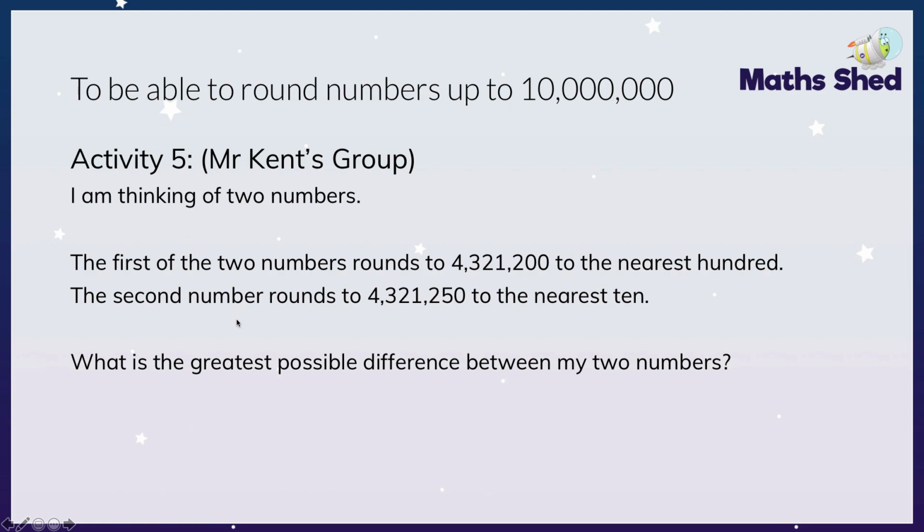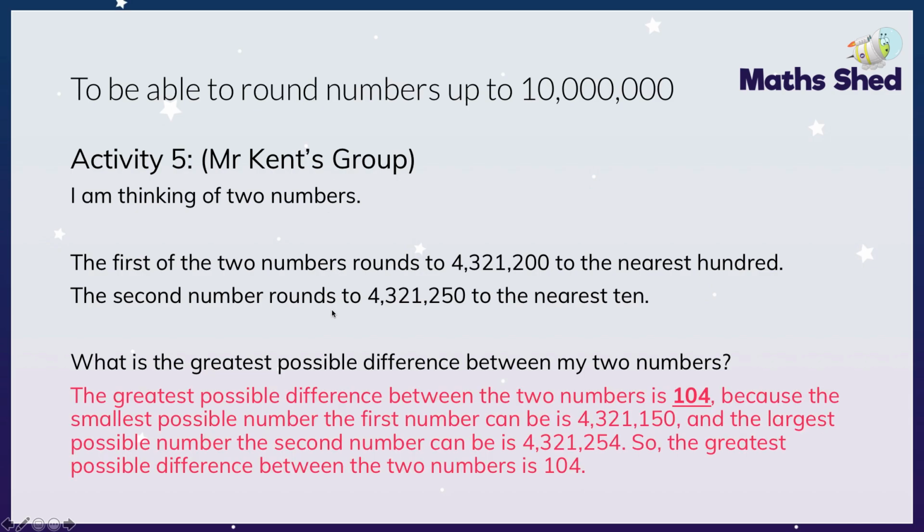And finally, activity 5. I'm thinking of two numbers. The first of the two numbers rounds to 4,321,200 to the nearest 100. The second number rounds to 4,321,250 to the nearest 10. What is the greatest possible difference between my two numbers? That means what is the greatest possible difference, i.e. the amount between the two numbers. And here you go.